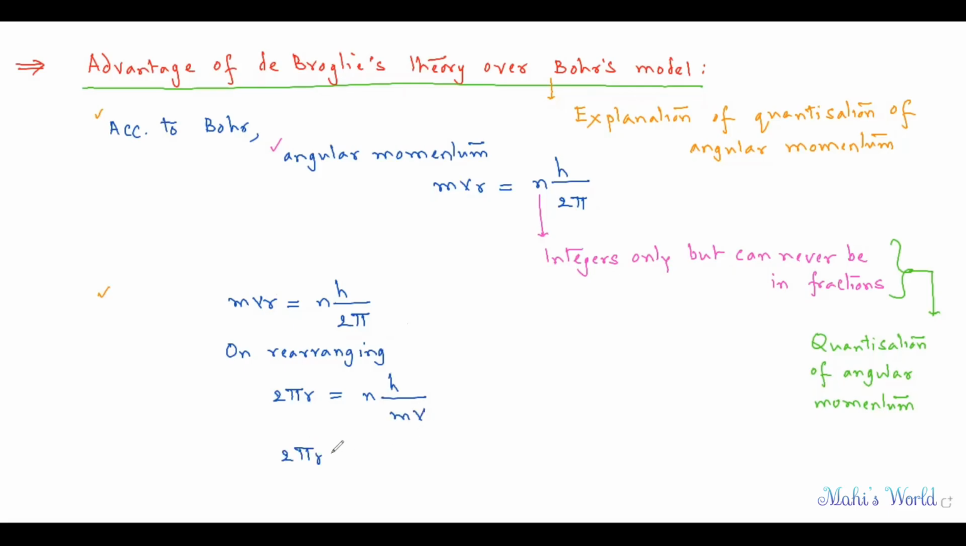Now this can be written as 2 pi r is equal to n into, we know that h by mv is lambda according to de Broglie. This, of course, is important. Now the final expression that we got is 2 pi r is equal to n lambda.